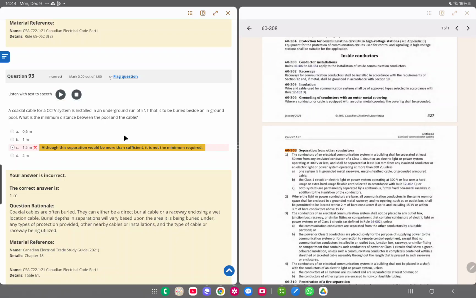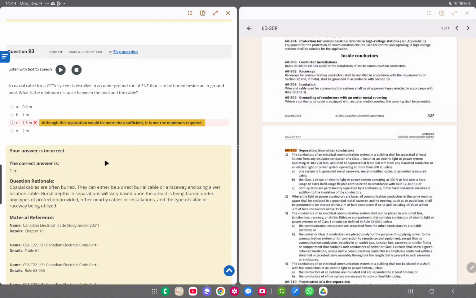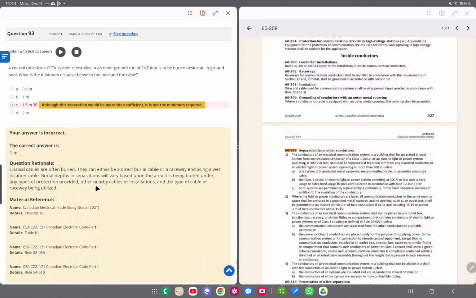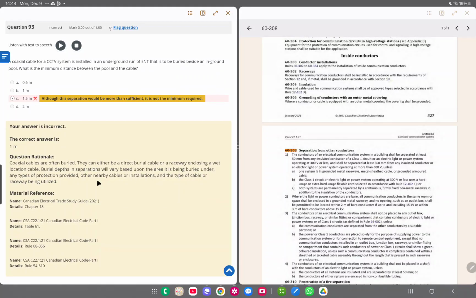For this question I looked up section 68. 68 is known for communication. No, coax is actually not communication, it's radio and TV. Let's see. No, section 68 is pools. Sorry. Rule 54 is community antenna distribution and radio and television installations.